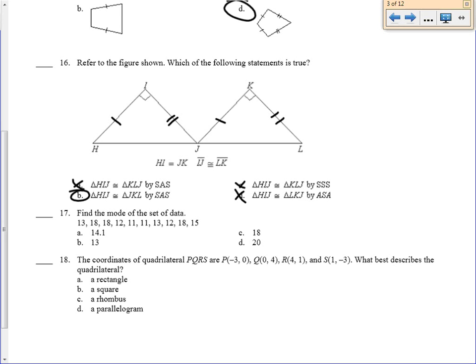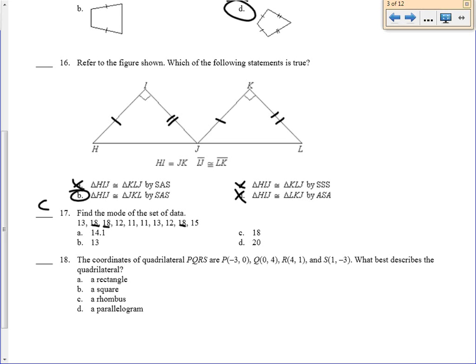Anybody remember mode? Which one? C, 18. Don't forget, you could have 2 modes. Don't forget, when you find the median, what's the first thing you have to do? Put them in order. And then also, there you go, you add them. If I want to subtract them, that's to find the range.